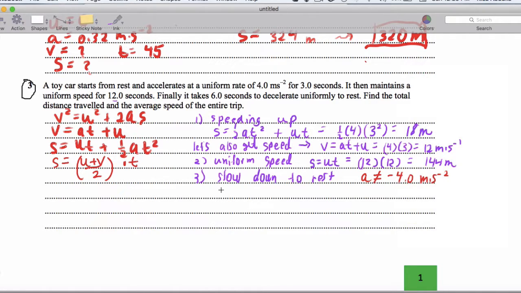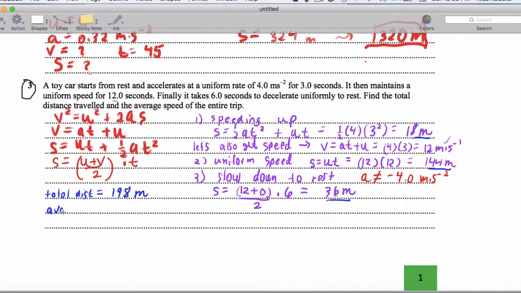Okay, so that's going to be S for the last part. S is the initial speed, 12 from here, plus the final speed of 0 because we stop, divided by 2, times this last 6 seconds. So that ends up being 36 meters for that last leg of the trip. Okay, so the total distance is going to equal 18 plus 144 plus 36, which ends up being 180 plus 18. I'm getting 198 meters.